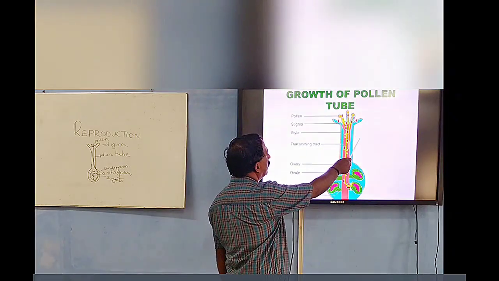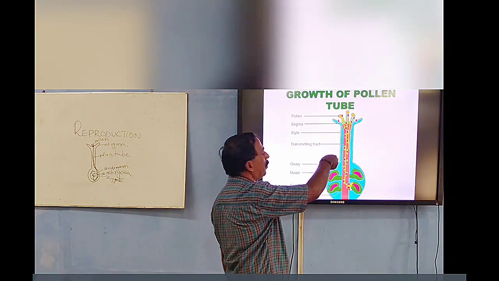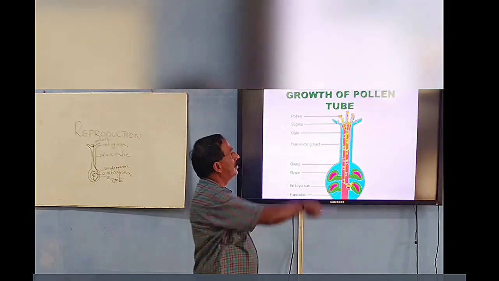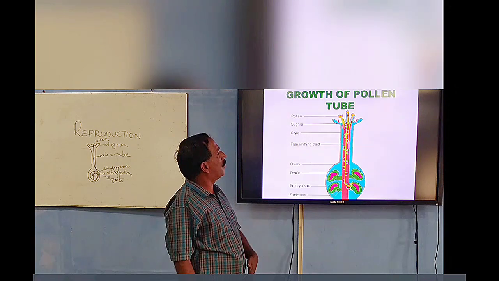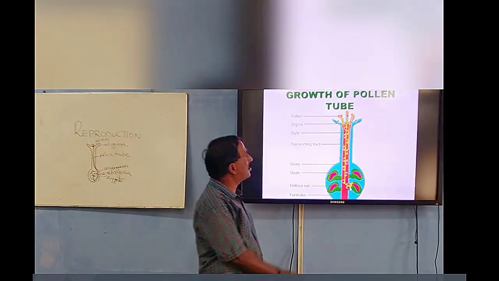This is the stigma, this is the style, and this is the ovary. This is the female reproductive part of the flower. Now the pollen falls here, on the stigma.